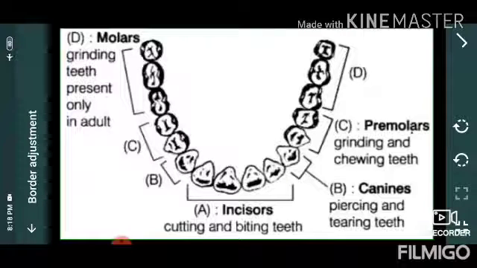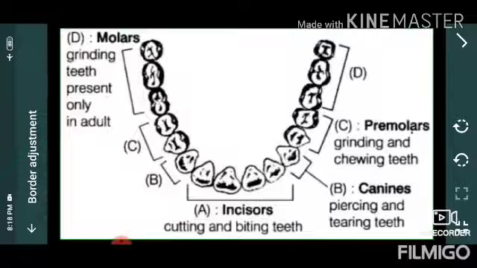Then comes our third set of teeth, denoted by capital C, which are called premolars. They have the function of grinding and chewing the food, so they are called grinding and chewing teeth. The last set is called molars, which have the function of grinding. These are mostly present after the milk teeth have fallen down, and they grow in every human's mouth.